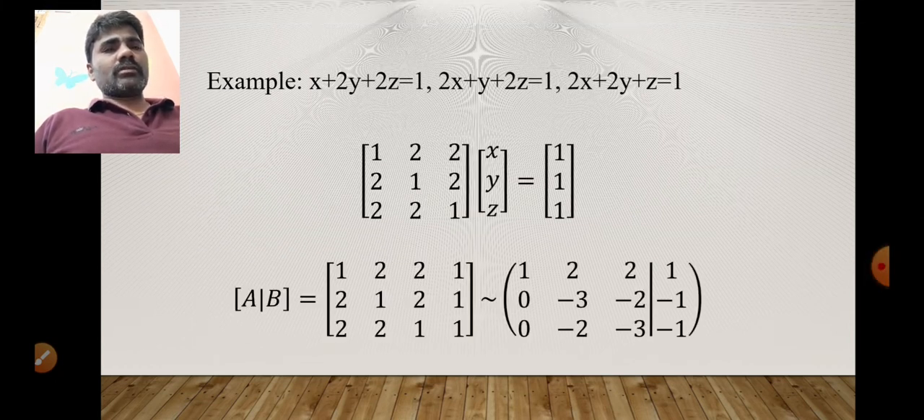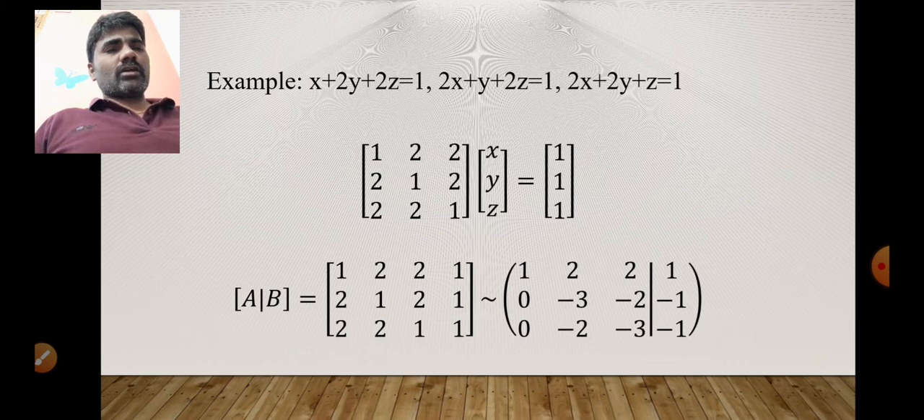Consider one more example. x plus 2y plus 2z equals 1, 2x plus y plus 2z equals 1, 2x plus 2y plus z equals 1. This is another system, involving 3 equations and 3 unknowns, which can be put in the form AX equals B: [1 2 2; 2 1 2; 2 2 1] [x y z] equals [1 1 1]. This is AX equals B.